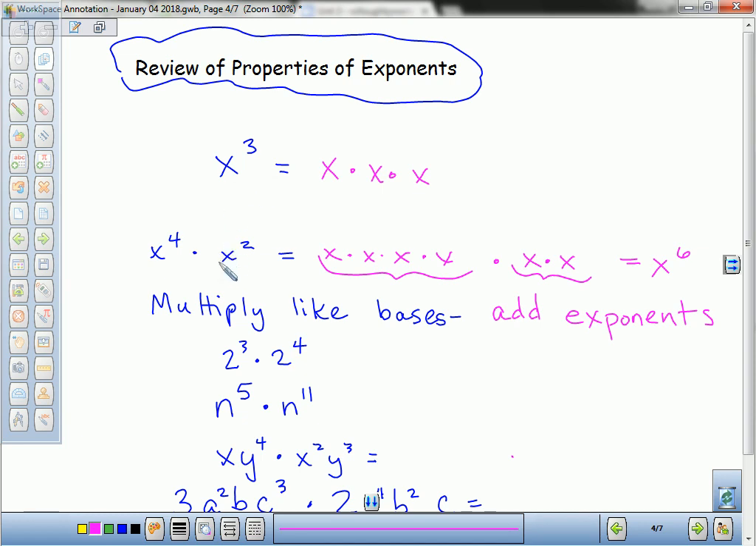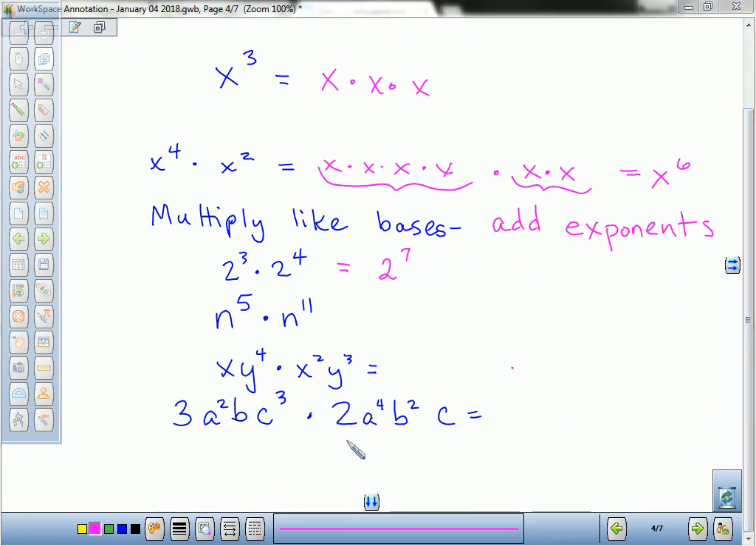So whether those like bases are variables or whether those like bases are numeric, the same rule applies. So here we have 2 to the 3rd times 2 to the 4th. We have like bases. So we could rewrite this as 2 to what power? 2 to the 7th. Now that we can actually simplify, 2 to the 7th is 2, 4, 8, 16, 32, 64, 128. We could simplify that to 128.